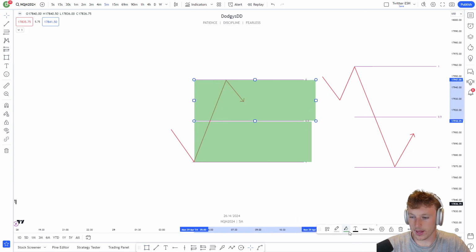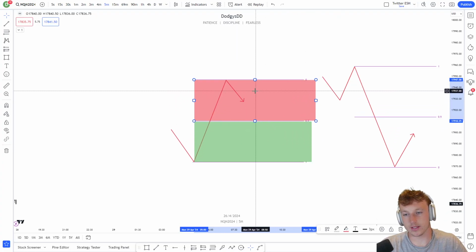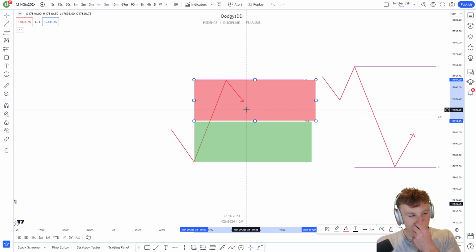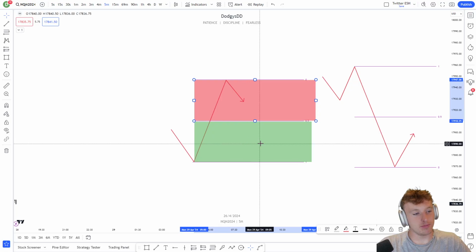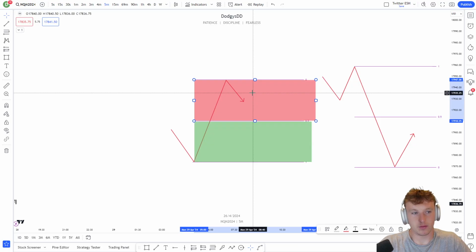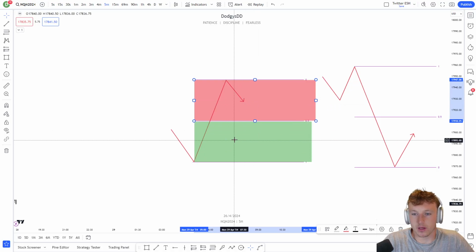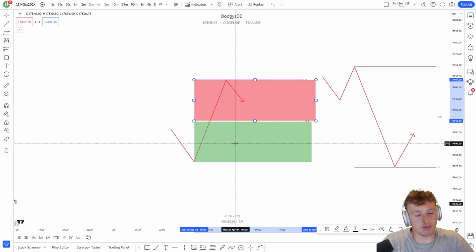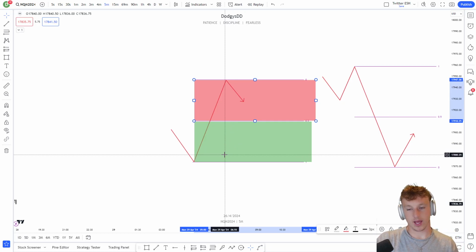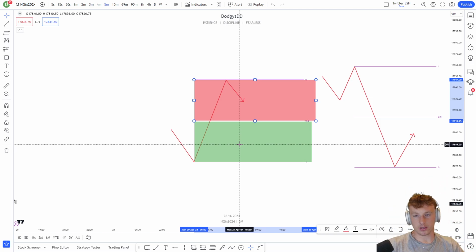Now, why is this important? This green is your discount, and this red is your premium. As ICT traders, we want to buy in discount as much as possible and only sell in premium as much as possible. This also means we don't want to buy in premium. Even if you don't want to take a short, you shouldn't buy here. Same thing here: you don't want to sell in discount, and maybe you don't want to buy in discount either. That's okay, you just don't do anything in that case. If you think the bias is bearish but we're in a discount, it's definitely much riskier to sell.